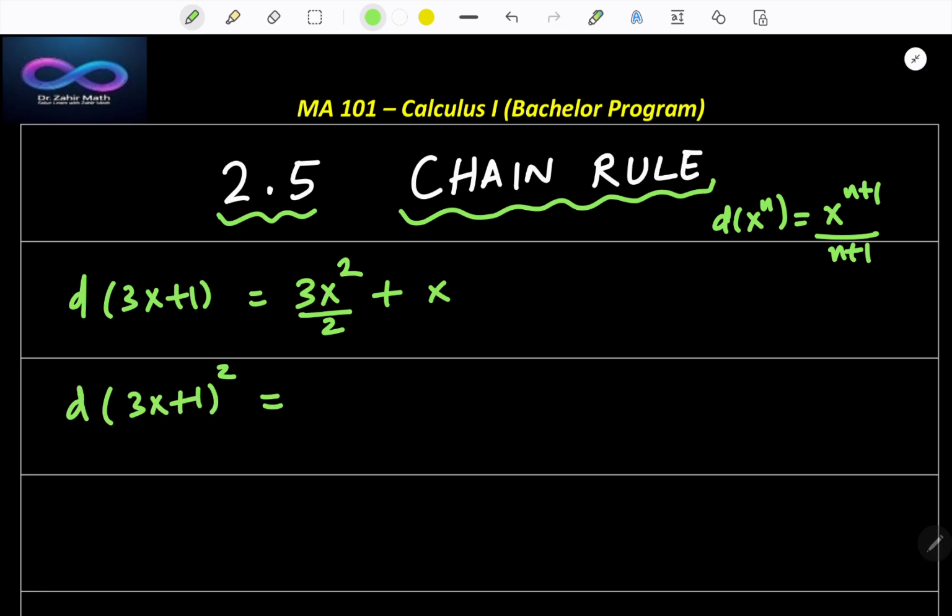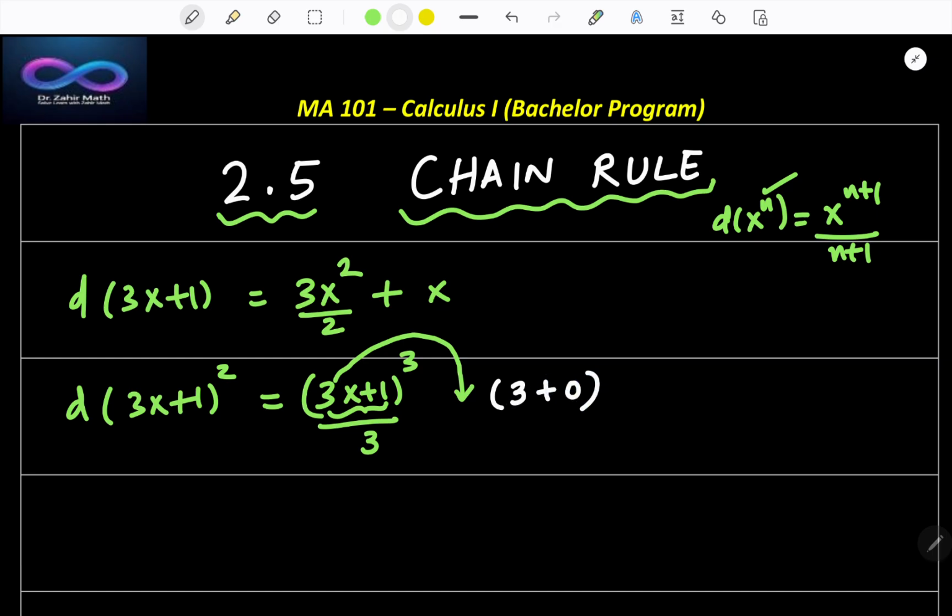Suppose I'm asking you to take the derivative of (3x plus 1) the whole squared. Using the same idea, you will do (3x plus 1) to the power 3 divided by 3. And then you have to take the derivative of the whole function inside. So what is the derivative of 3x? It is 3. And what is the derivative of 1? 0. In this way, the chain rule helps us. This is called the chain rule, or you can say function of function.